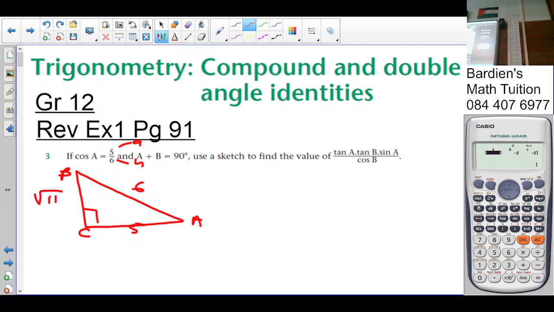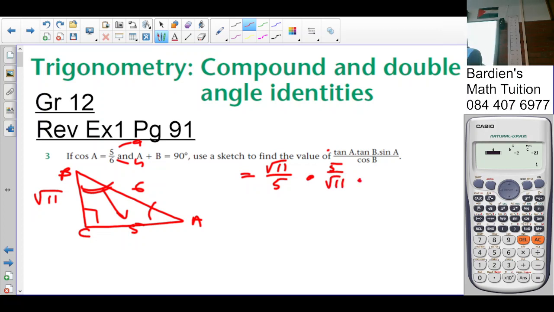So what happens now is that if you got tan of A, tan refers to A, so we must use angle A as its reference. So angle A, tan of A is going to be opposite. Now opposite to A is root 11 over adjacent, which is 5. Now tan of B, I must now use this angle here. Opposite to B is 5. Opposite to A, of course, is root 11. So tan of B is opposite, which is 5, over adjacent, which is root 11, times cos of A.